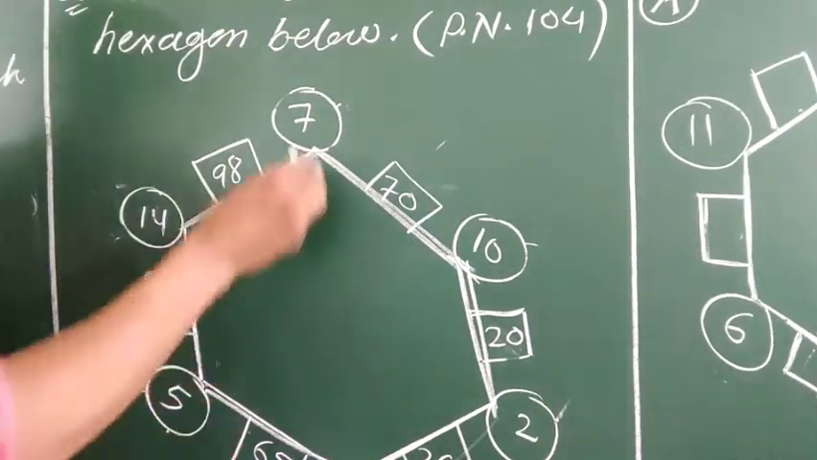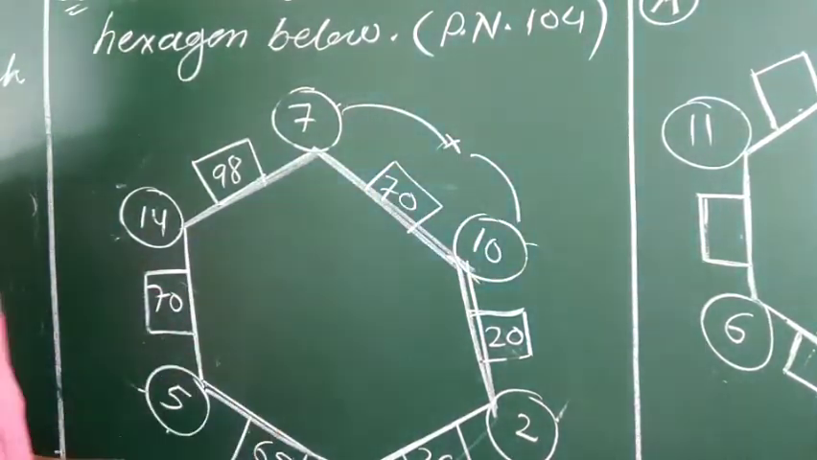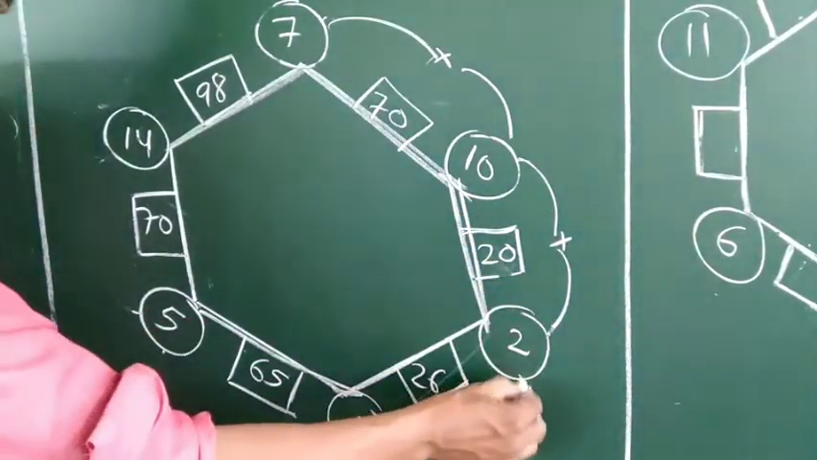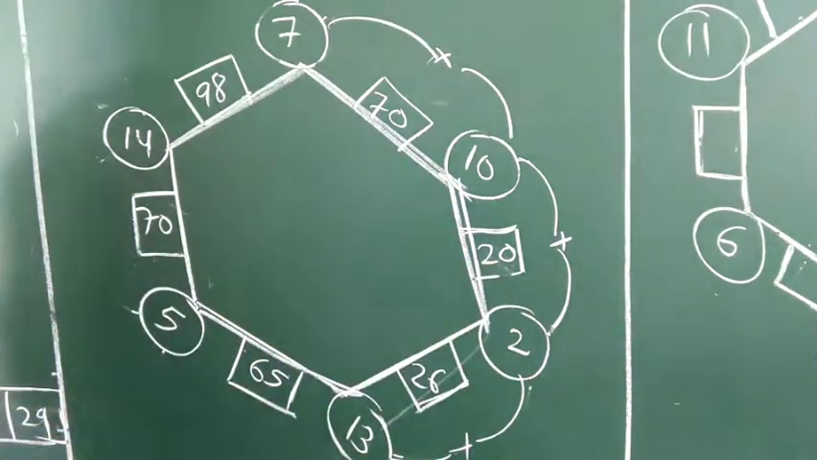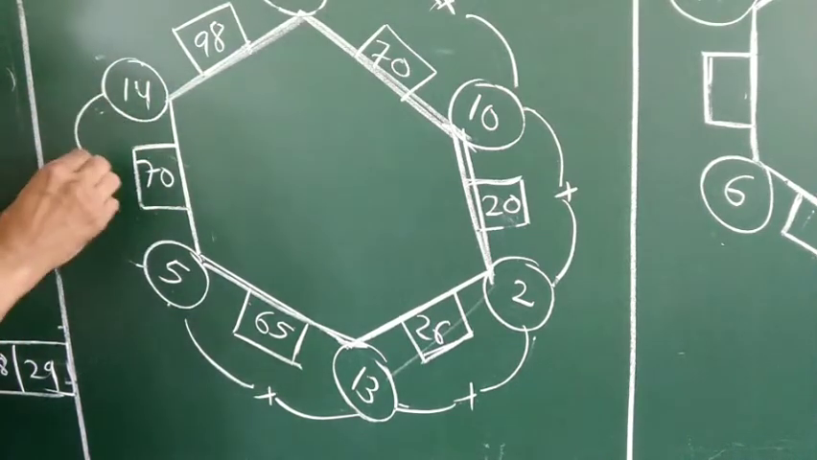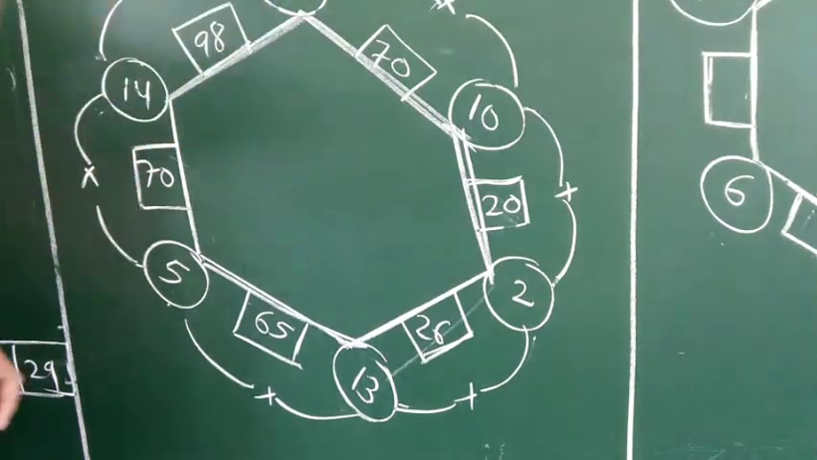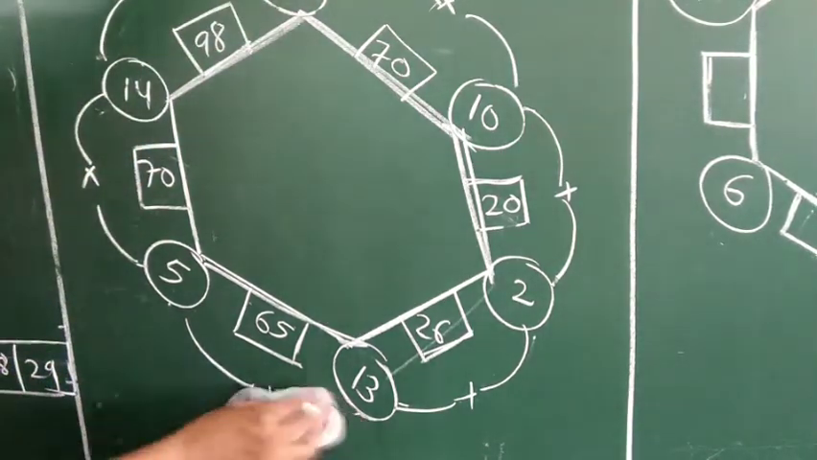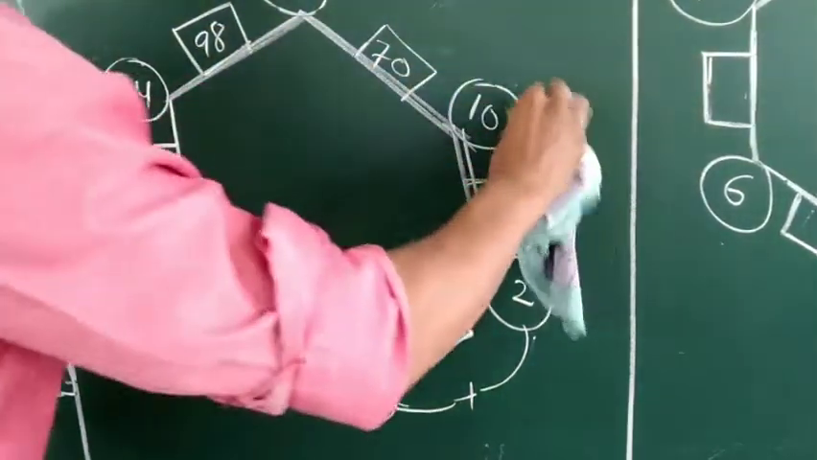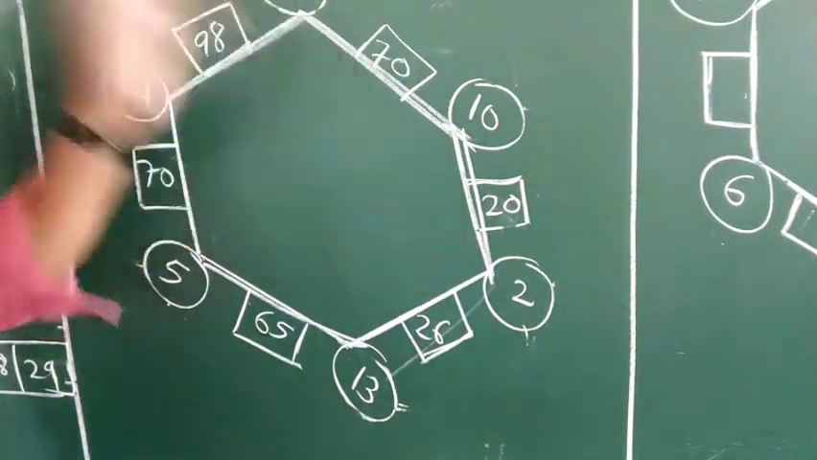Now what is this? See 7 into 10. देखिए बेटा यहाँ पर 70 हुआ है. Now multiply these two number. 10 into 2 it is 20. See 2 into 13 it is 26. And now see 13 into 5 it is 65, and see 14 into 5 it is 70, and see 14 into 7 it is 98. So this way it is a pattern with multiplication. Multiplication of these two number to get this number in the box.